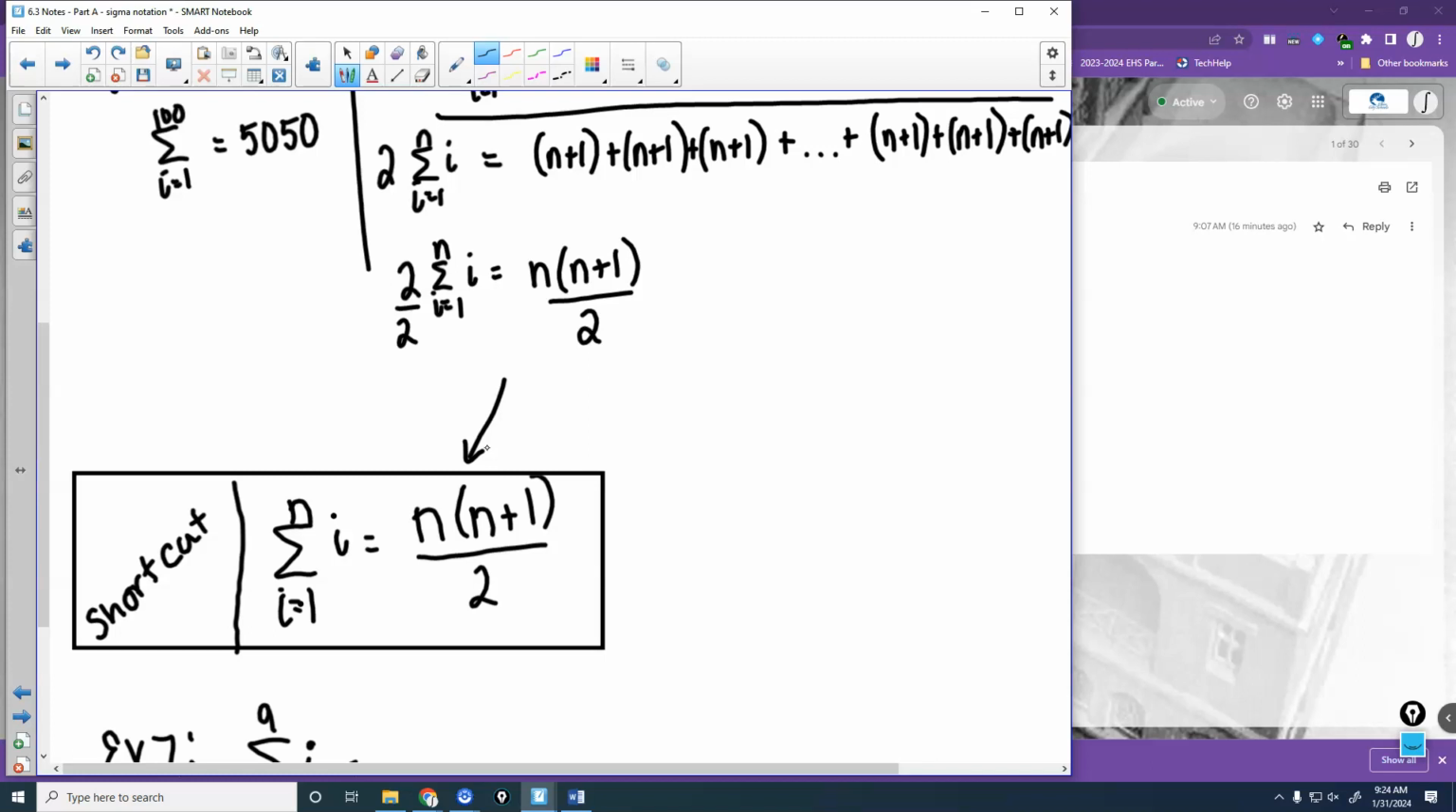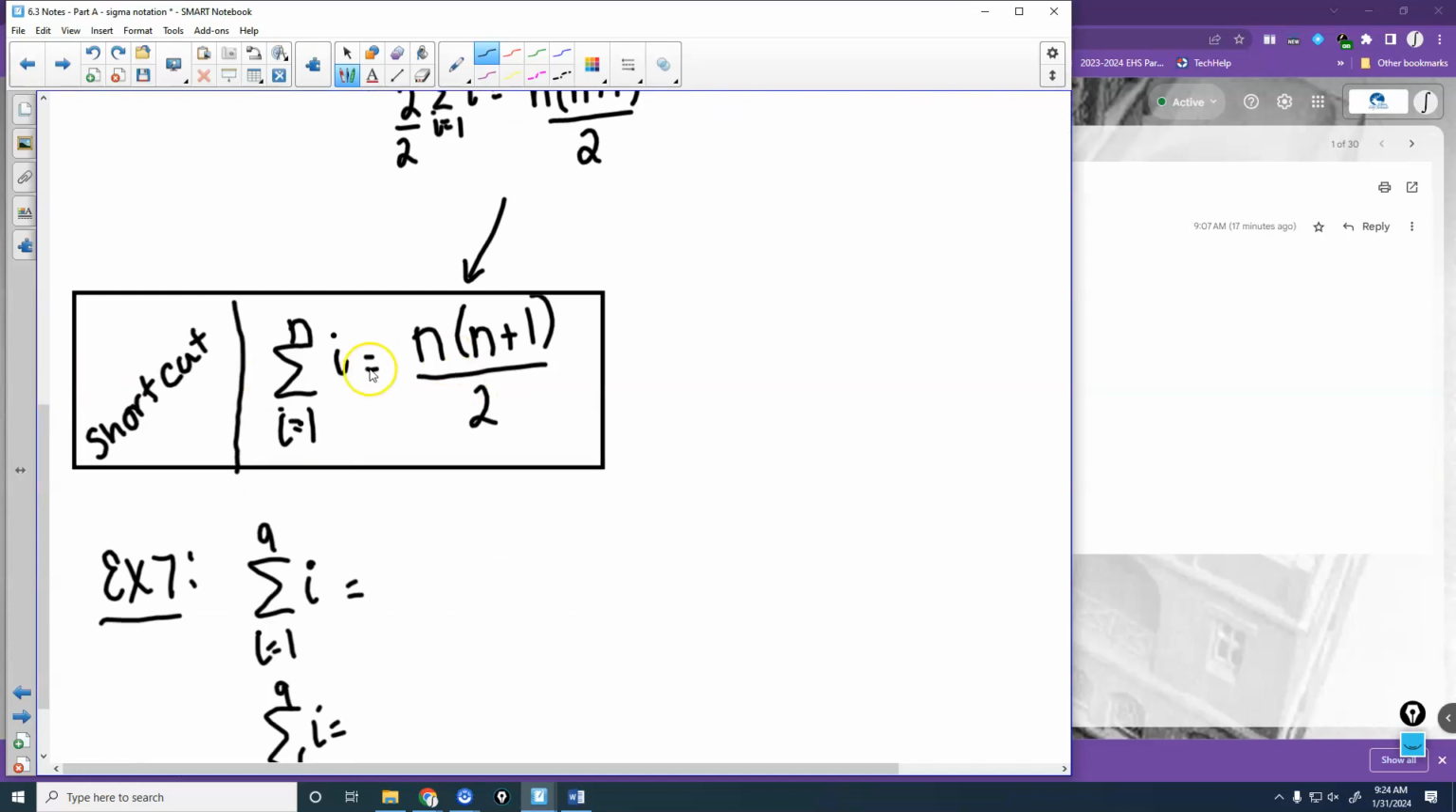This only works if i equals 1, which is pretty much all we're going to look at because it gets too complicated if i does not equal 1. And I don't want to spend our time on that.